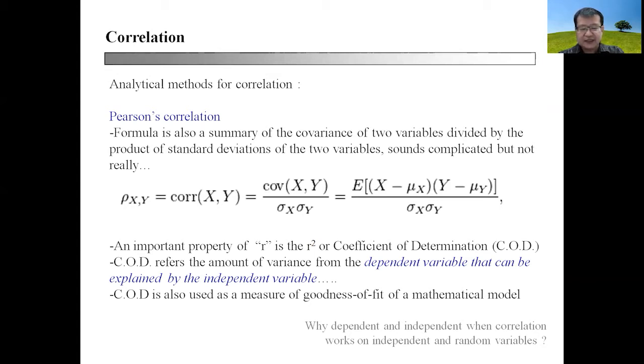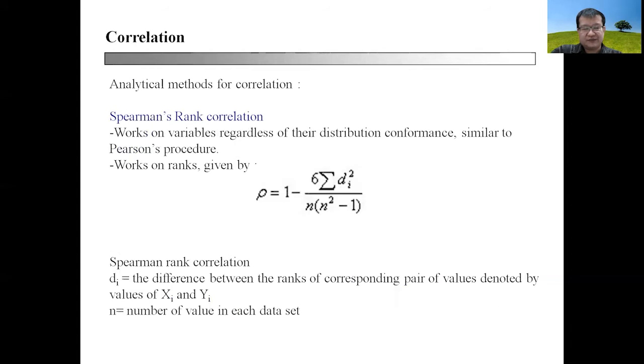In this case, COD can also be used as a measure of goodness of fit of a mathematical model when you are running analysis of, let's say, a mathematical model based on correlation itself. And bear in mind, in order to utilize the values from COD, the values of parameters should conform to normal distribution. Otherwise, the COD or coefficient of determination will be useless.